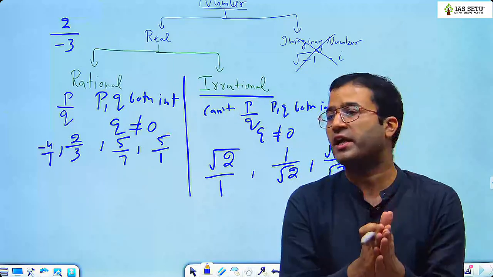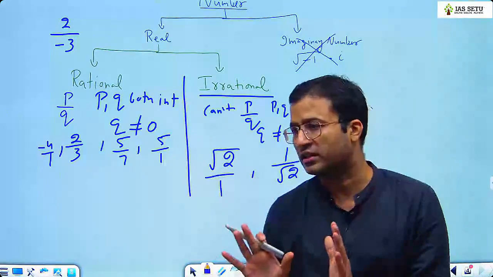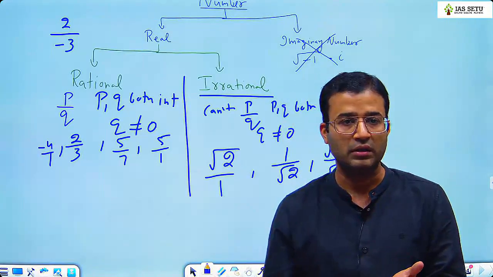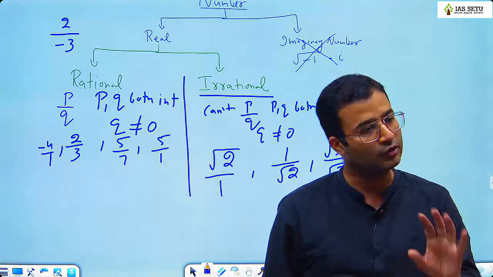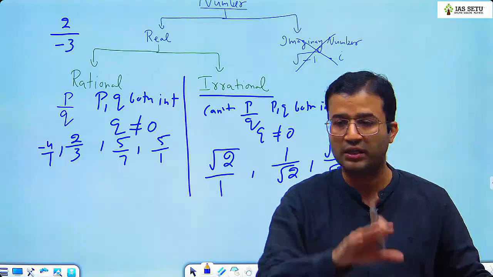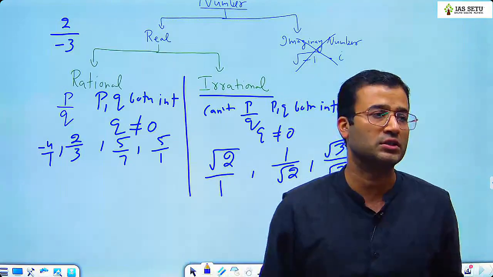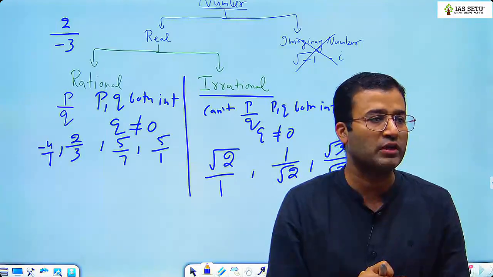You understand rational. Irrational को समझने का एक तरीका है: जो rational नहीं है वो irrational है. Under this real number, you have only two subsets, rational and irrational, and there is no overlapping. Like in our course, Venn diagram में overlapping वाला area होता है.